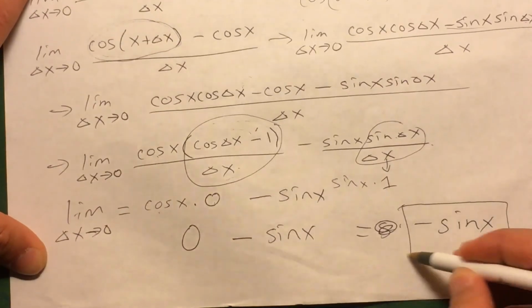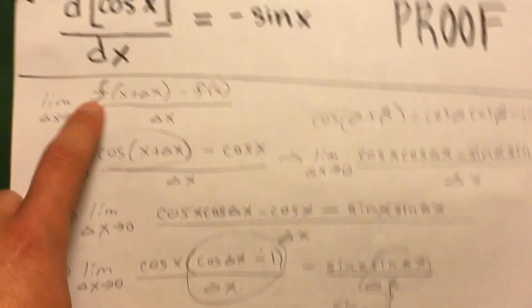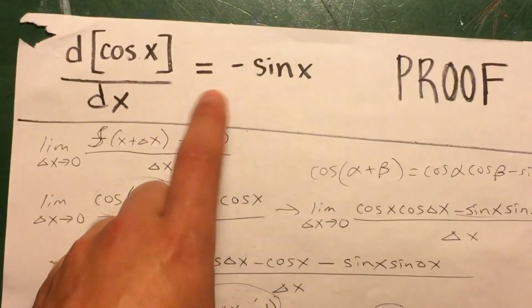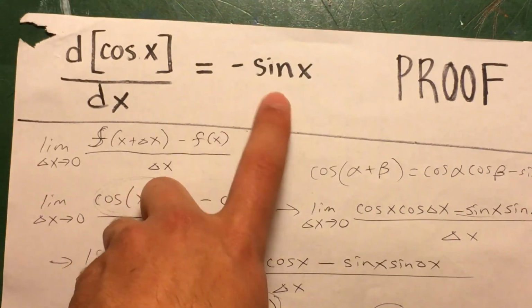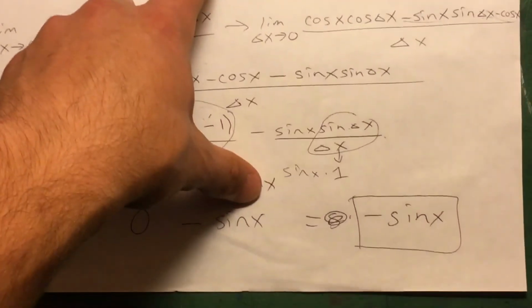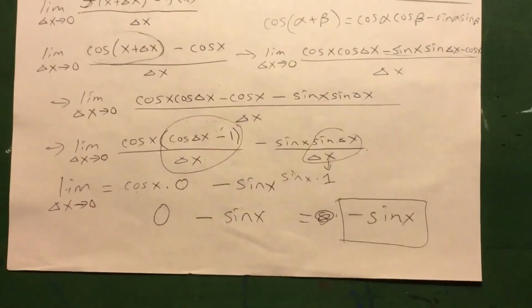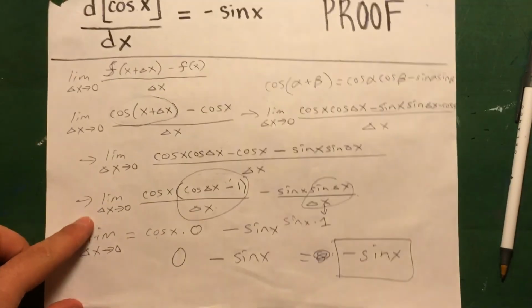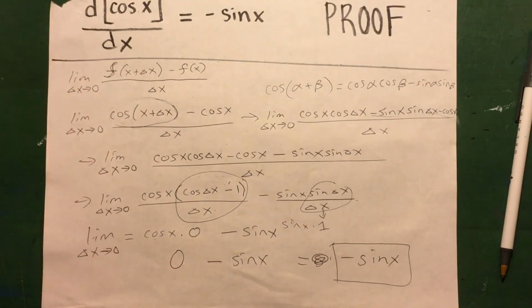And there we go. That's the proof that the derivative of cosine of x with respect to x is equal to negative sine of x. If you want, I'm going to zoom out. You could maybe screenshot this, look at the work, and I encourage you to do it on your own as well.